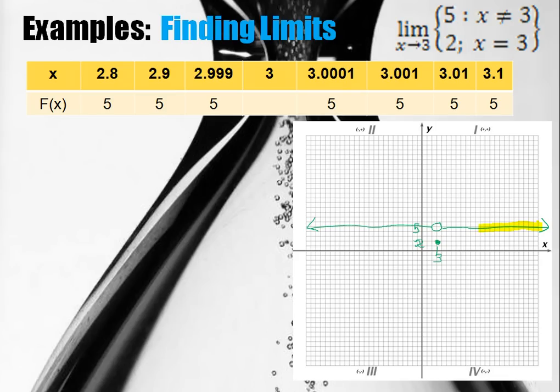So I look from the right and I say, it looks like the right is approaching 5. And then I come from the left and it's the same. The left is approaching 5. Even though at 3 the function value is 2, the limit as x approaches 3 is still 5.